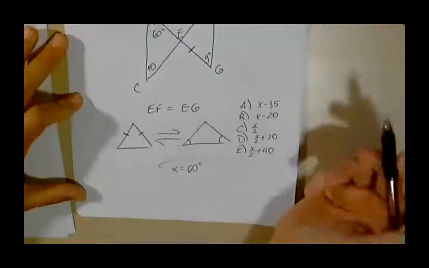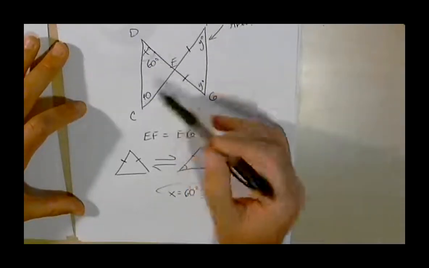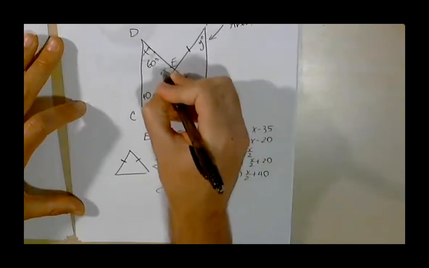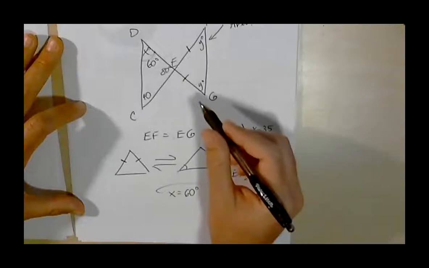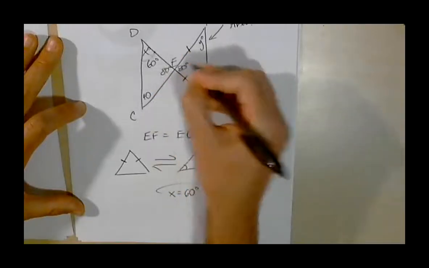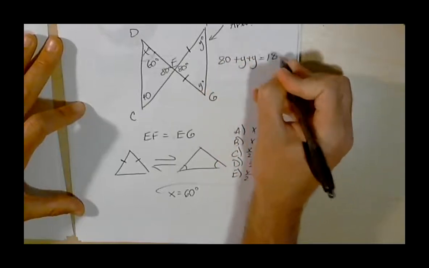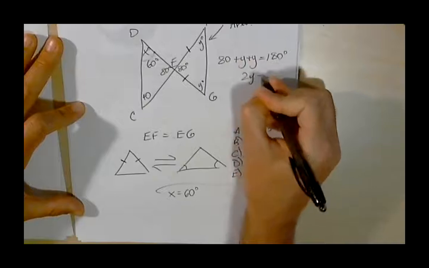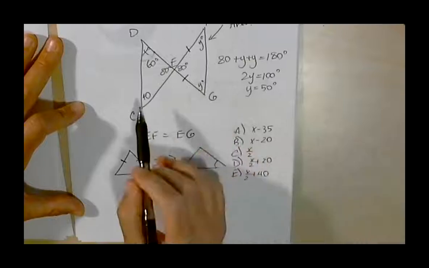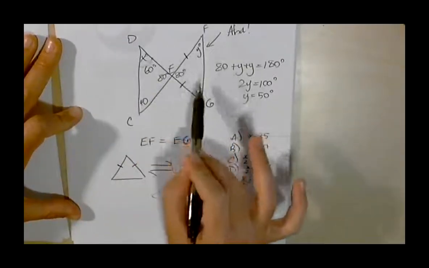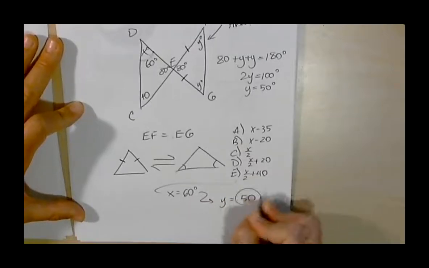If x is 60 degrees, then we have two of the angles of our triangle. Well, we should know that the three angles of a triangle add up to 180. That means that this angle right here, the third angle, would have to be 80 because we made x equal to 60. That 80 would carry across, so this would be 80. And that means that 80 plus y equals 180 degrees, or that 2y equals 100 degrees, or that y equals 50 degrees. So when x is 60 and we work our way all the way through this diagram, we get out that y is 50, and that is our target.